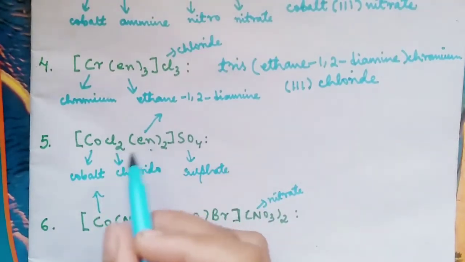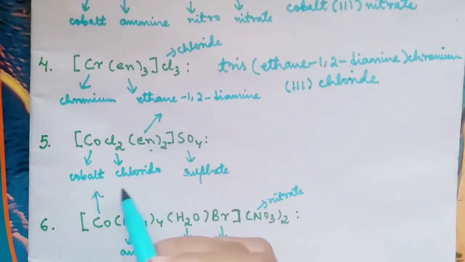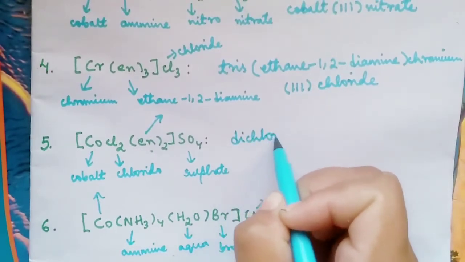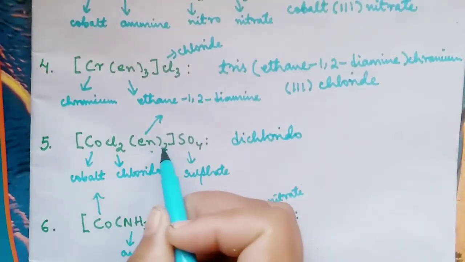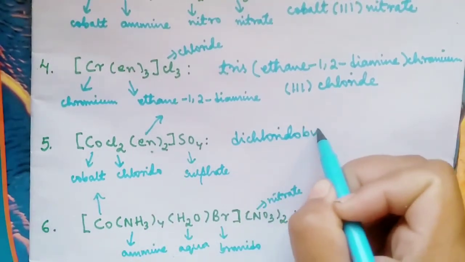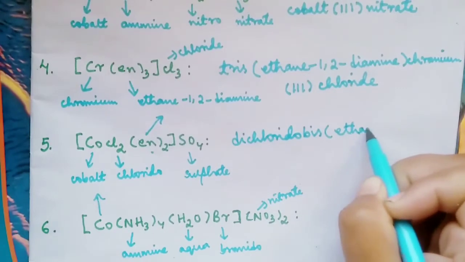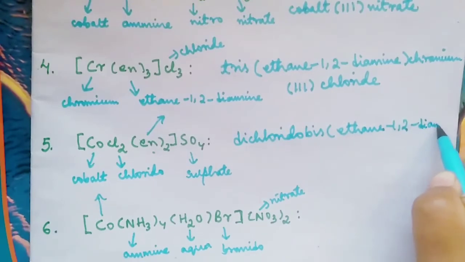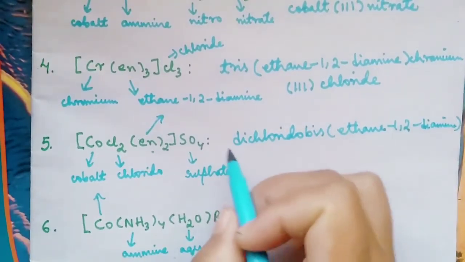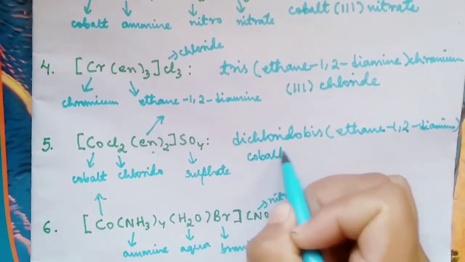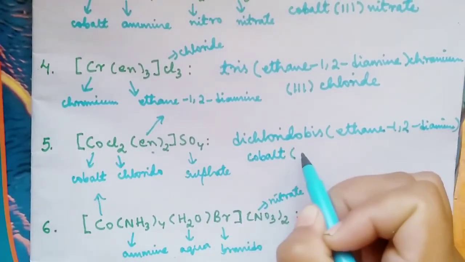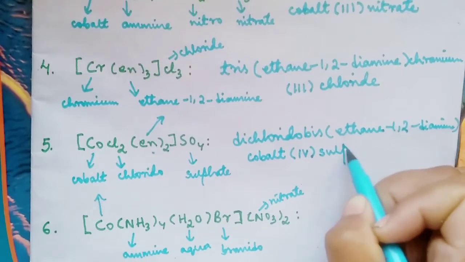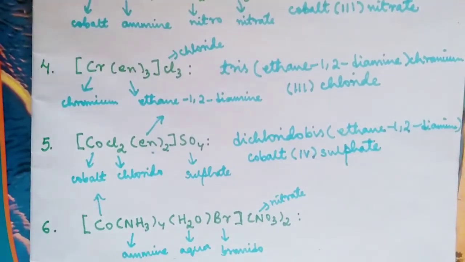And then let's come to this one. We have 2 ligands, so which one comes first, C or E? It is C, so dichlorido. And then use the word bis for a bidentate ligand, bis. And inside the bracket, ethane-1,2-diamine, the name of that ligand, followed by the central metal atom, cobalt. The oxidation state, if you calculate, you will get 4. And then sulfate.